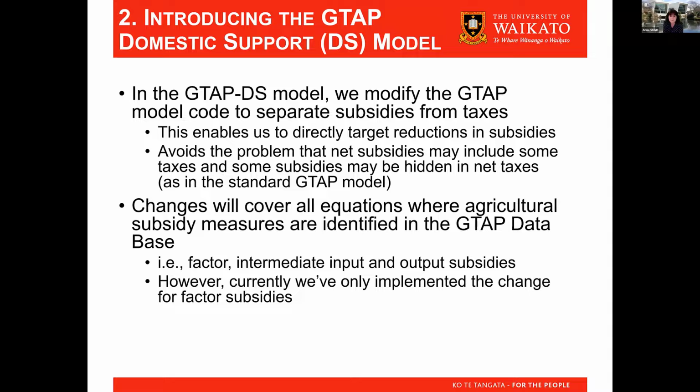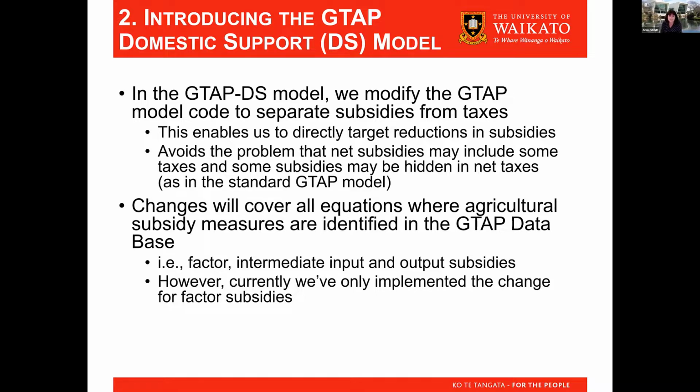So the GTAP domestic support model, the GTAP-DS, in this model, we modify the GTAP model code to separate subsidies from taxes. This enables us to directly target reductions in subsidies, and it avoids the problem that net subsidies can sometimes include some taxes, and some subsidies might be hidden in net taxes. So in a standard GTAP model, people would be targeting what look like subsidies, but they're actually net subsidies, and they might be hiding some taxes. So what we try to do is to separate them out so that we can really target those subsidies directly.